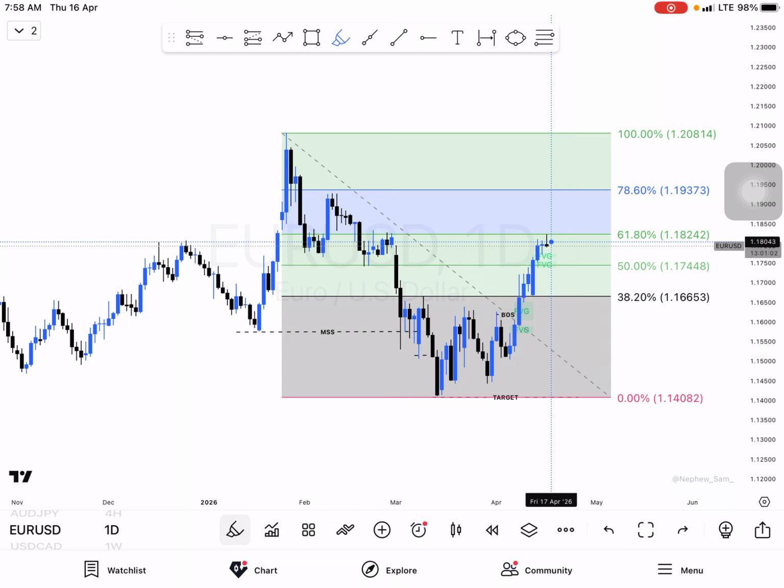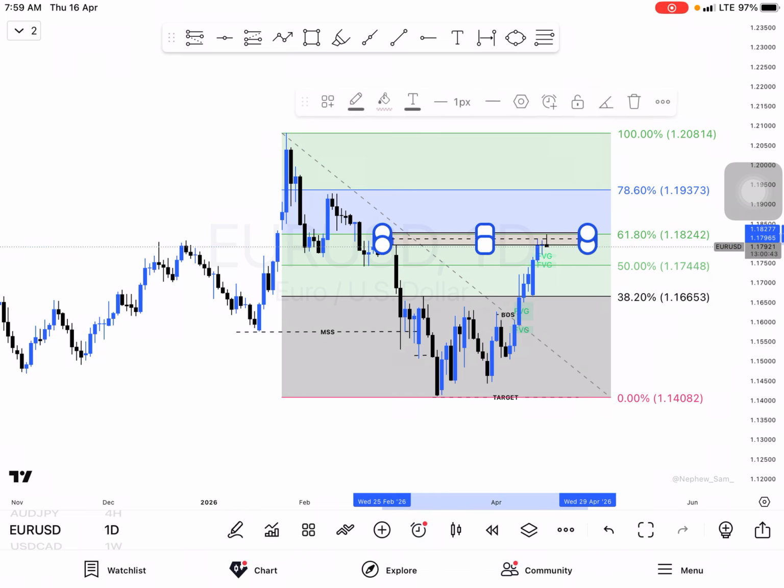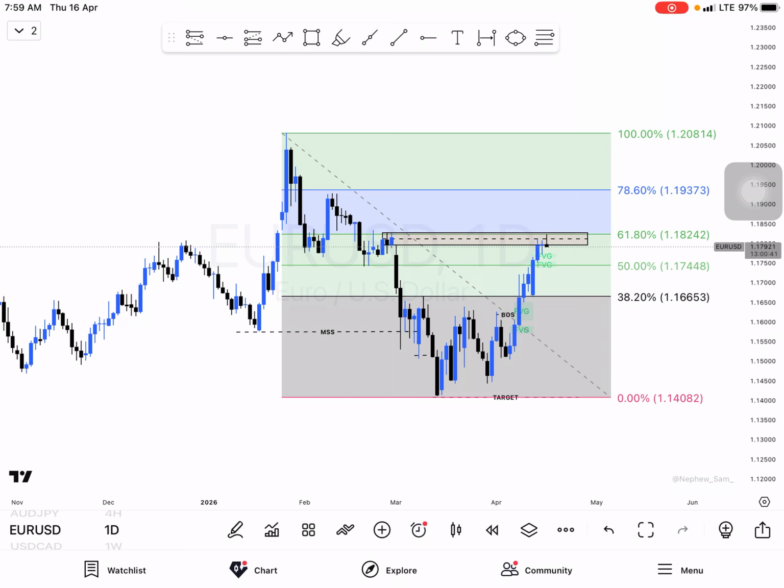So now what should we be expecting? We should be expecting a reversal. When we say reversal, it means we should be expecting the market to keep moving in the original direction. So this is the order block on the weekly time frame and the daily time frame. Now the market has mitigated this daily order block.